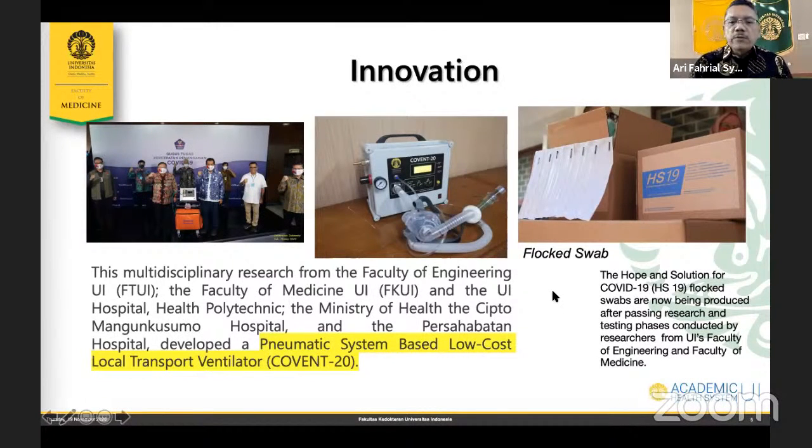We developed the flock swab. Before, we had to import this equipment. So the hope and solution for COVID-19, the HS19 flock swab, is now being produced. Yes, because this is produced from the university, after research and testing conducted by researchers from UI, especially from the Faculty of Engineering and also the Faculty of Medicine.